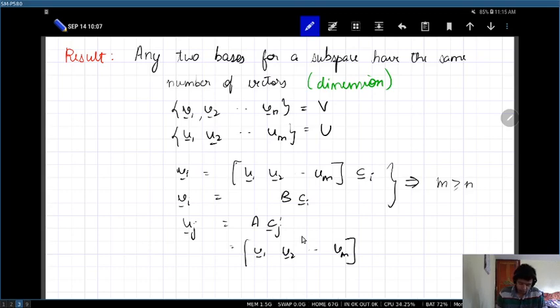And similarly, for this to happen for every uj, n must be greater than or equal to m. Because you cannot do this if v1 through vn are linearly independent, and you can generate each vi using fewer than n linearly independent vectors, then you will arrive at a contradiction. So these two together imply that m must be equal to n.